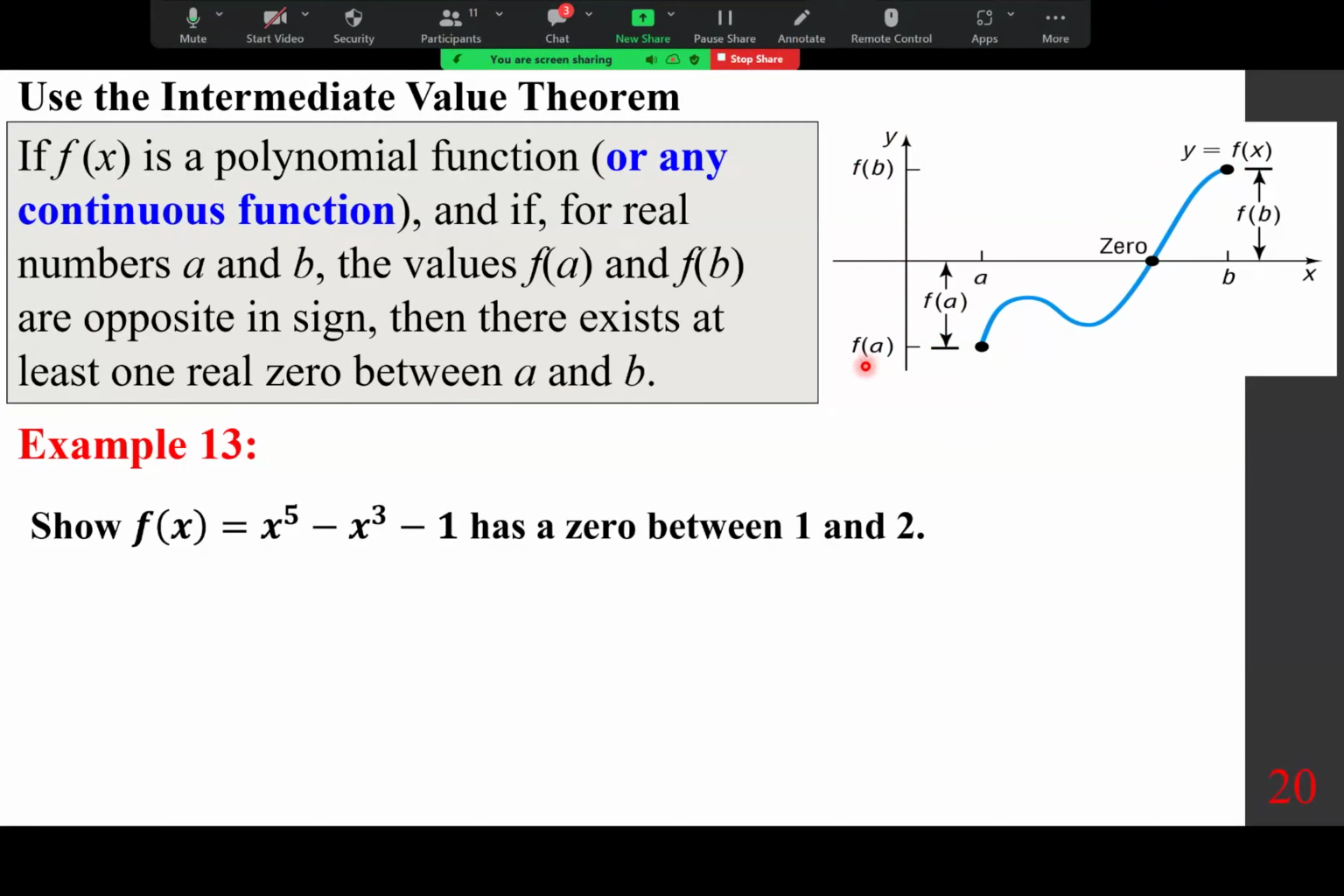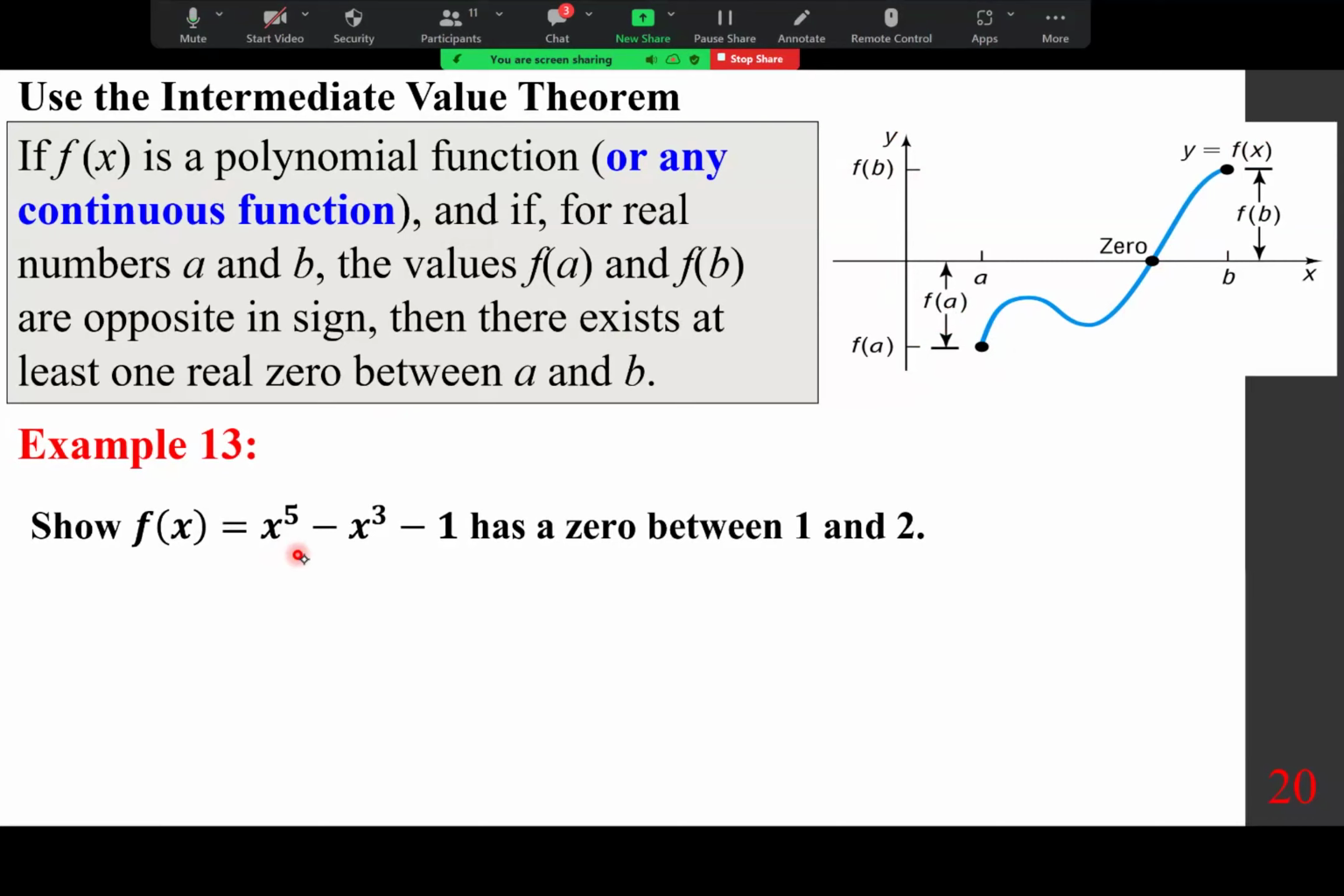So if one of them is negative, like f of a because it's below the x-axis, and one of them, like f of b, is positive, then this will contain a zero. That's what it's referring to. So it has to cross the x-axis at some point, give us the root, the zero. That's the idea. So show f of x equals x to the power of 5 minus x cubed minus 1 has a zero between 1 and 2.